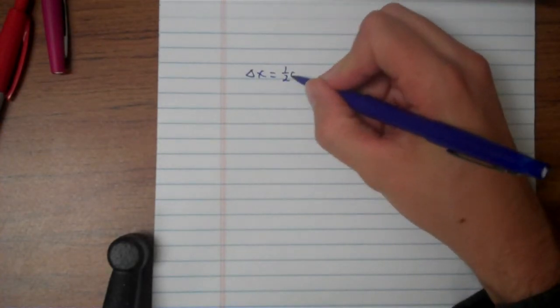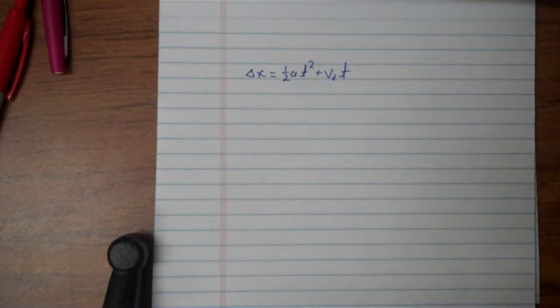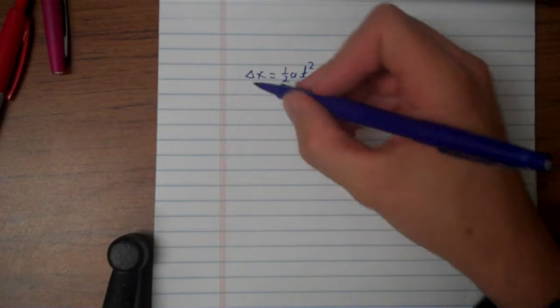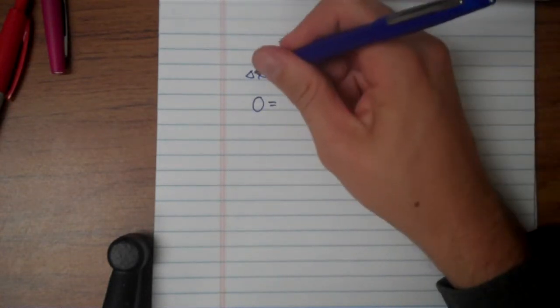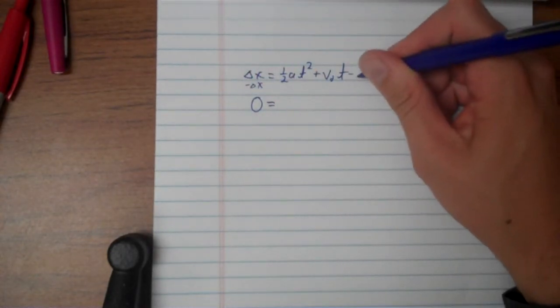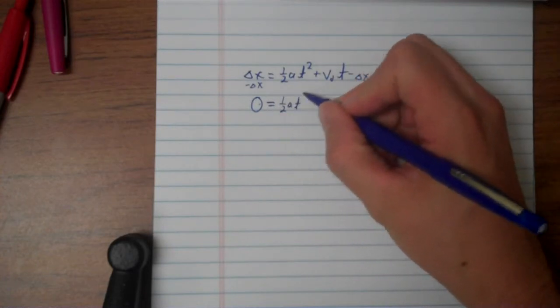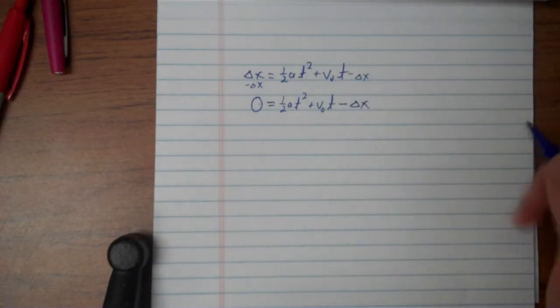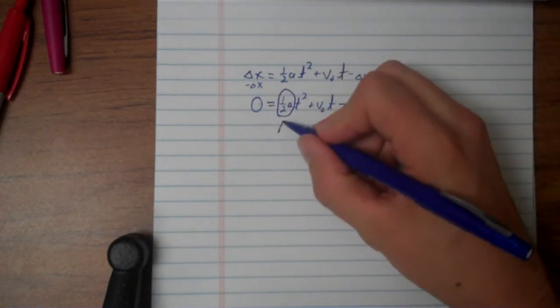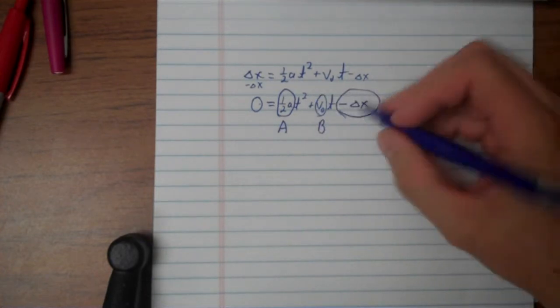So what we've got is this equation: change in x equals 1/2 at squared plus v0 t. Now, we know these different values. What I'm going to do is get this in the standard form of a quadratic equation. So I'm going to subtract change in x from both sides. And by doing that, I end up with 0 equals 1/2 at squared plus v naught t minus change in x. Where now, this is the a term of my quadratic, this is the b term, and this is the c term.